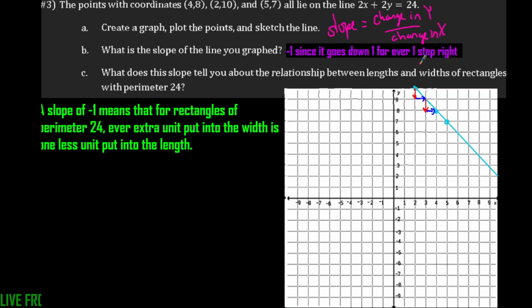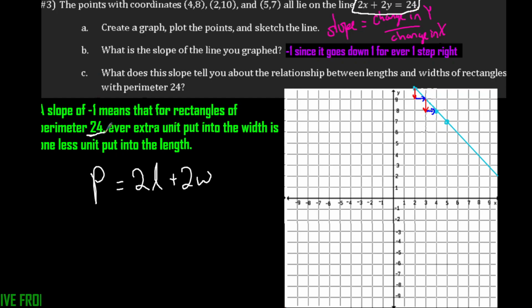And for that last part, part C, it says, what does this slope tell you about the relationship between the lengths and the widths of rectangles with perimeter of 24? And the reason why they're talking about that is because if you look at perimeter, we would say perimeter equals 2 times the length plus 2 times the width, which is very similar to our equation 2x plus 2y equals 24. So that's why they're saying perimeter 24 on that one.